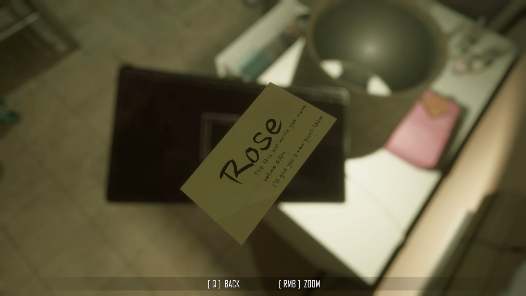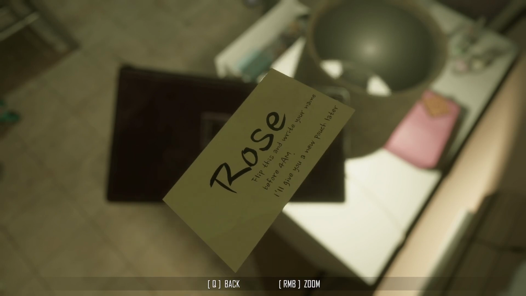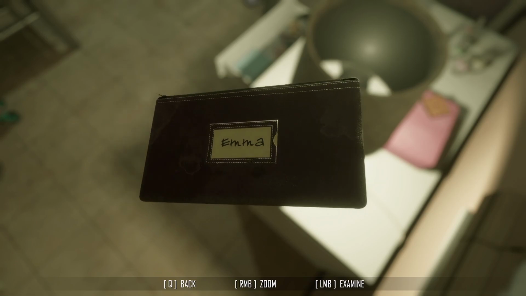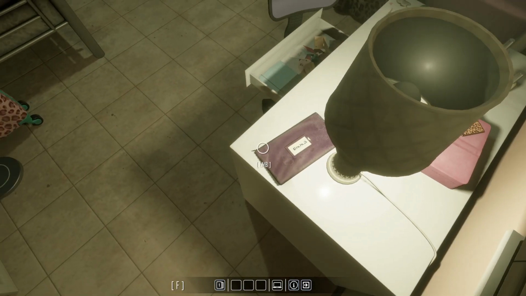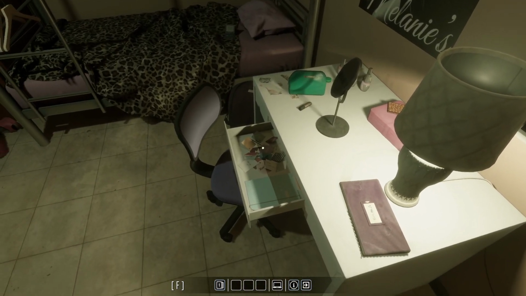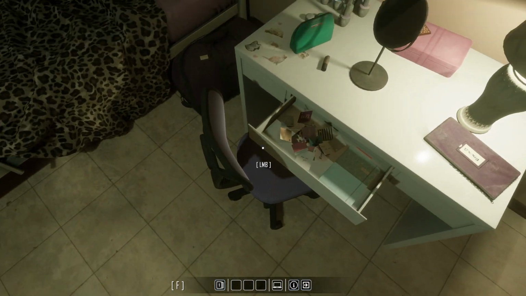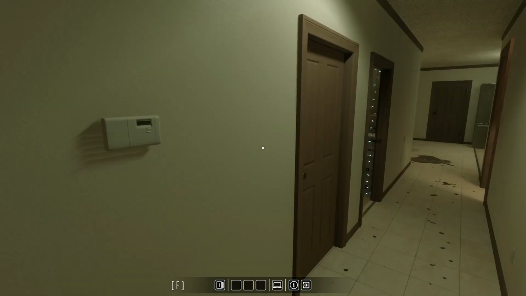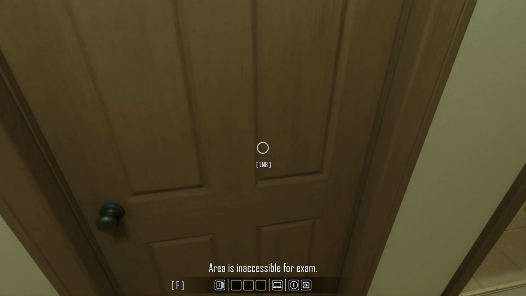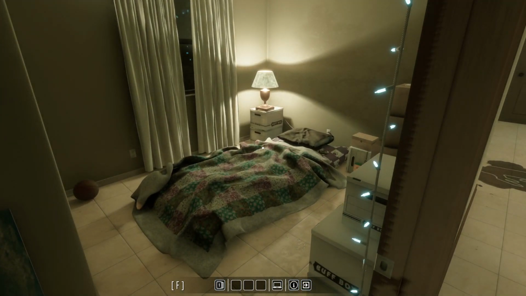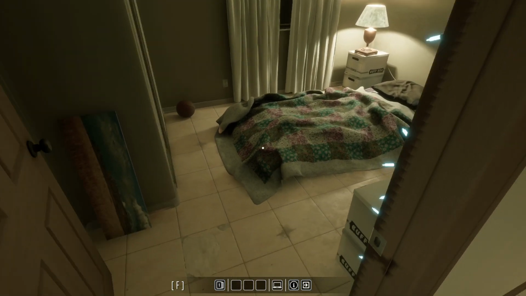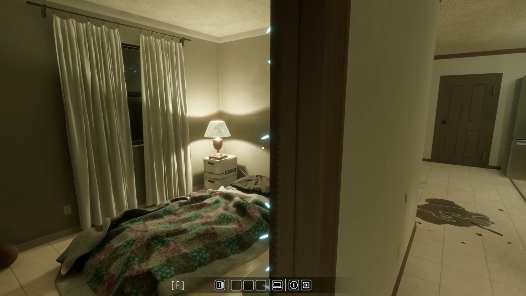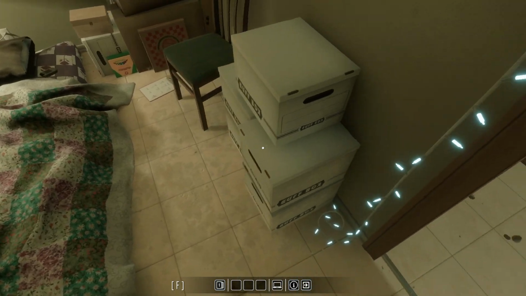So this was Rose's. So I'm guessing, well, I don't know anymore. Yeah, definitely a very dark story, and I'm fairly certain it will get even darker. So, wait a minute. Okay. Well, this looks interesting.